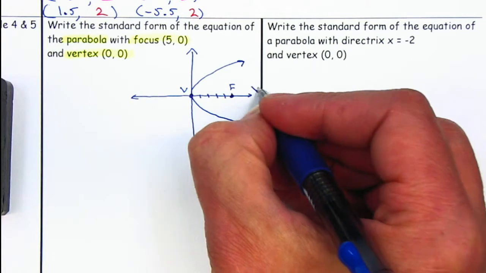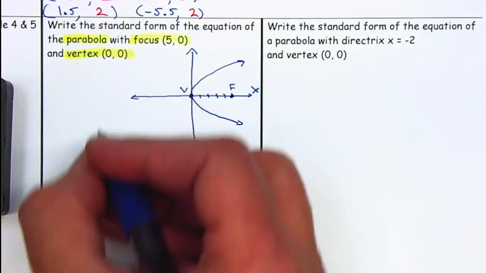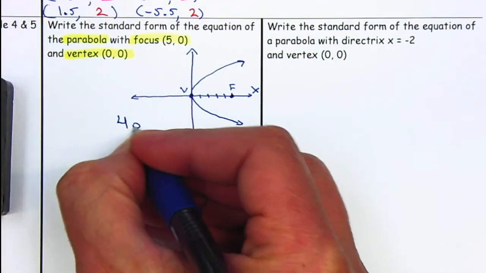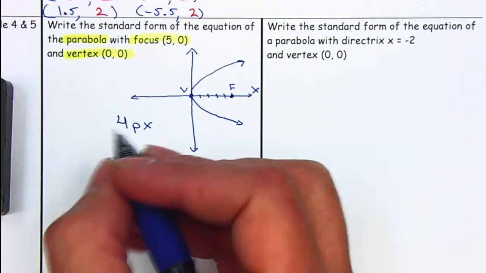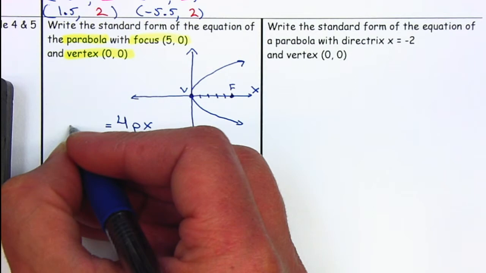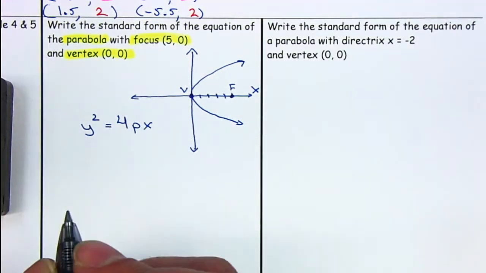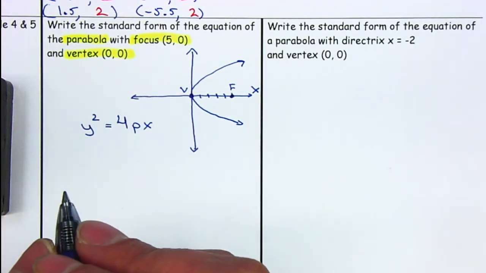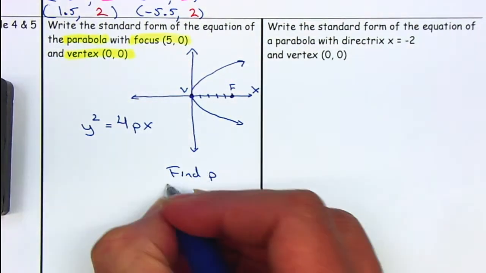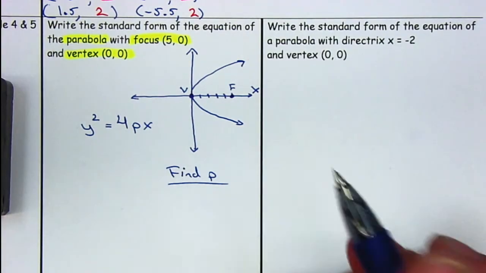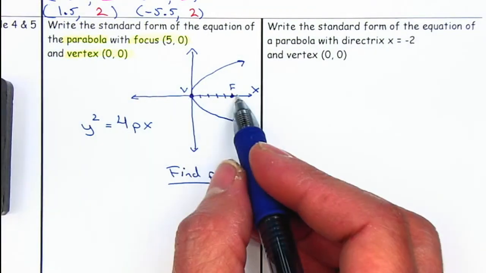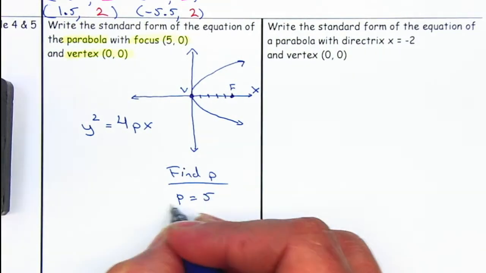It's facing the x-axis. So the way I memorize it is that it's facing the x-axis, so this will be 4px. Now, the vertex is (0, 0), so I don't need to write down an h. And on the other side, I don't need to write down a k. So on the other side, we have a y squared. The only thing I need is to find the value of p. To find p is a very quick process because we know p is the distance from your vertex to the focus. How many spaces? 5. So p is equal to 5.